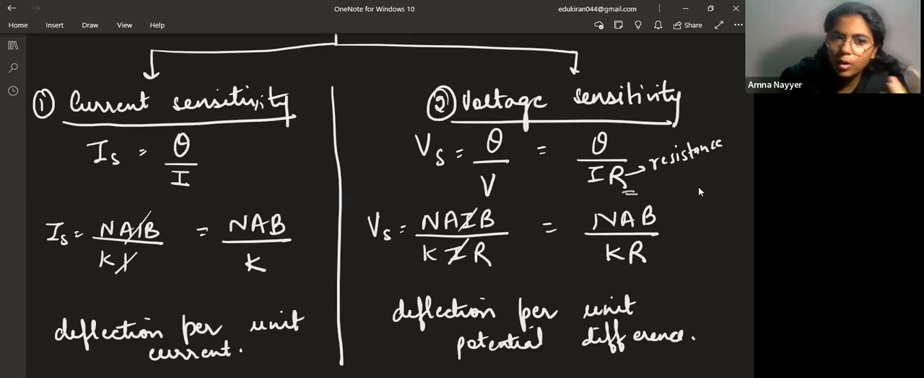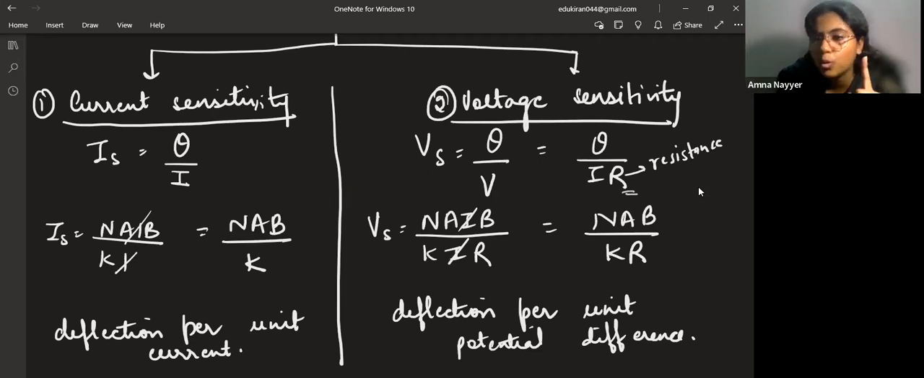But mathematically, what is current sensitivity and what is voltage sensitivity? Just take deflection. The deflection I just showed you is NAIB divided by K. That formula will give you deflection. Take the deflection divided by the current. And for voltage also, take deflection divided by the voltage. That's it. So NAIB by K was theta, and divided by I it gives you NAB by K. Similarly for voltage sensitivity, NAB by K divided by voltage, that is I into R.